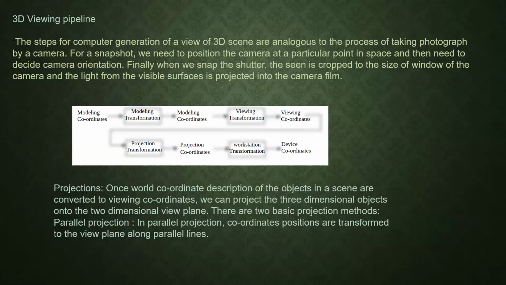They are the parallel projection. In parallel projection, coordinate positions are transformed to the view plane along parallel lines. So it is basically the same as the 2D pipeline. By using the 2D pipeline only, we are also constructing or seeing the process of the 3D viewing pipeline.